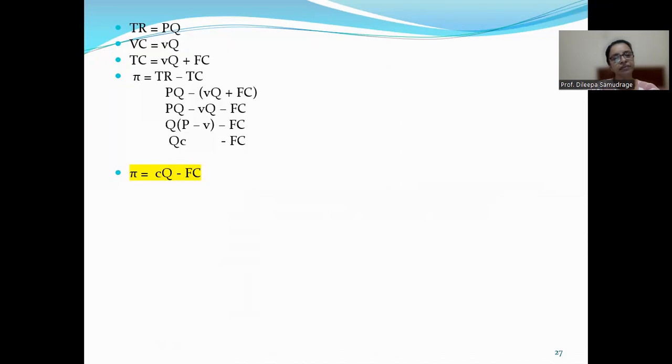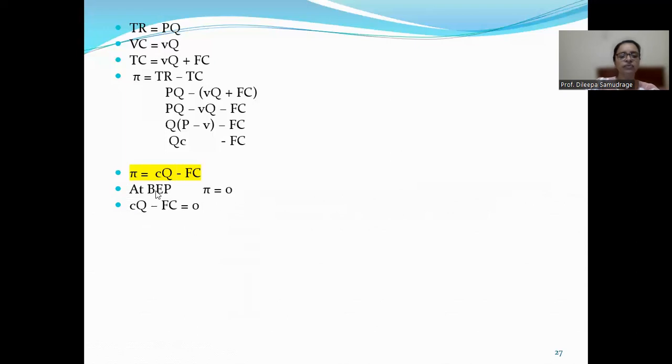What is break-even point? No profit, no loss. So at break-even point, what does this profit function equal? Zero, right? It should be equal to 0. So you have to write C into Q minus FC equals 0. At break-even point, profit equals 0.